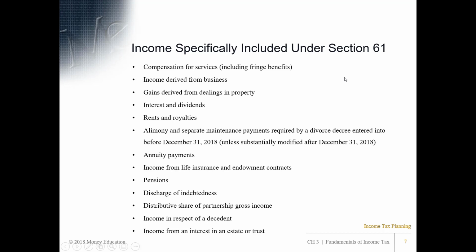The distributive share of partnership gross income is also an area that becomes questionable. People always hear different things. If you are part of a partnership and they have gross income, or net income really, it will be reported on a K-1. Whether you got cash from that business or not, you still have to report the income on your personal tax return and pay taxes on it.